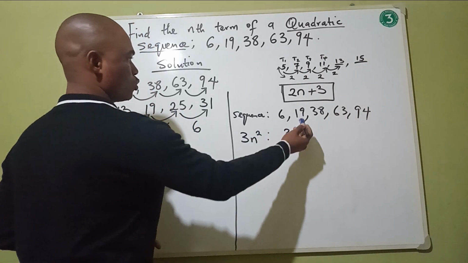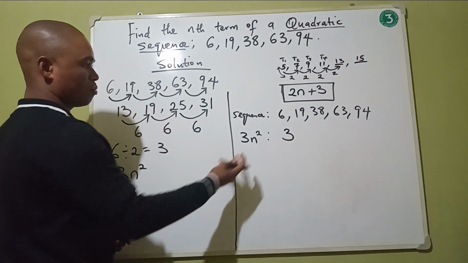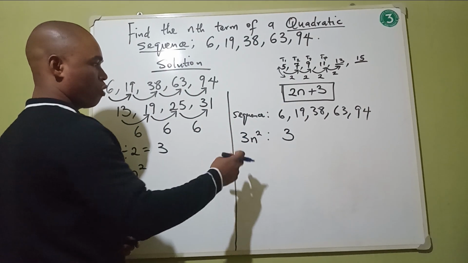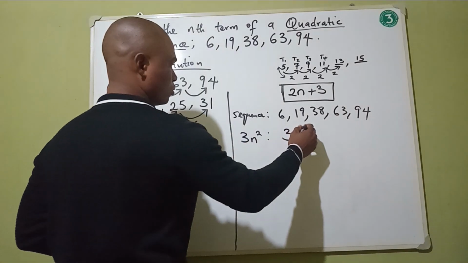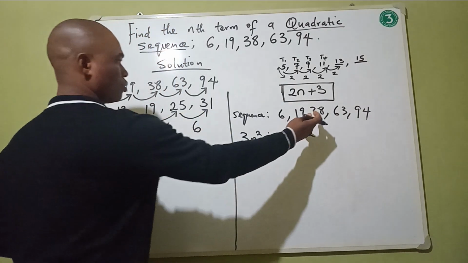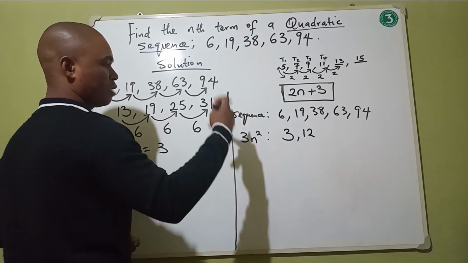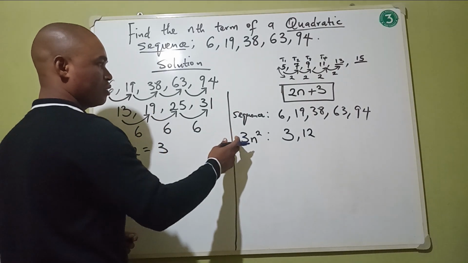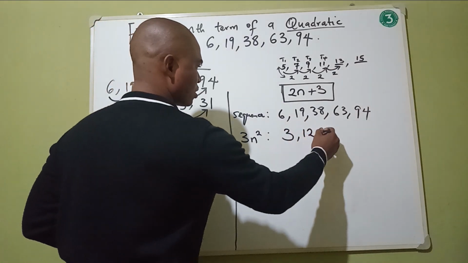Now, the second term, if I substitute 2 here, that will be 2 times 2, that will be 4. 4 times 3 will give me what? 12. I'm going to have 12 here. Now, the third one, that will be 3. 3 times 3 will give me 9. That is 3 squared. That will be 9. 9 times 3 will give me 27. So this place will be 27.